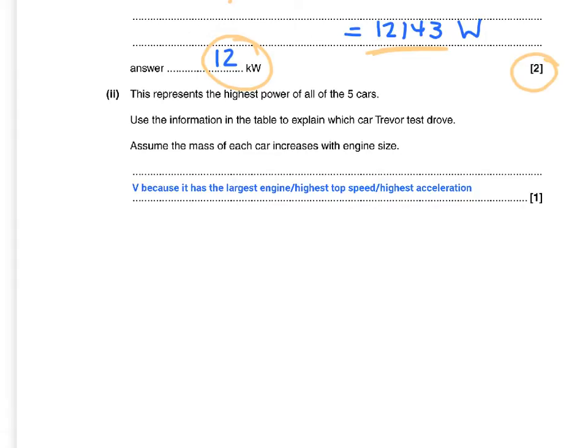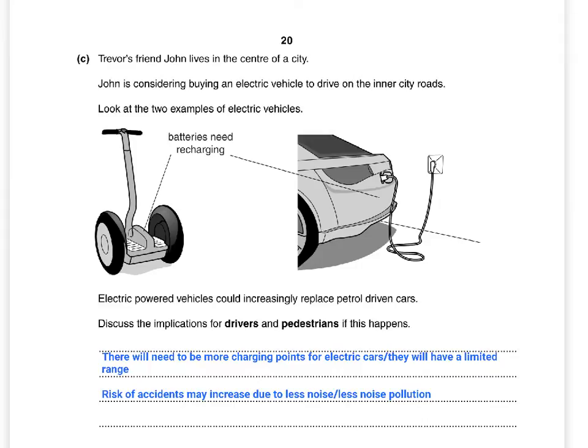Part 2 then says this represents the highest power of all the 5 cars. Use the information in the table to explain which car Trevor drove. Assume the mass of each car increases with engine size. Basically, if you look in the table, V has got the largest engine. Now the bigger the engine, the more powerful it is. So this car must be car V because it has the largest engine, and on top of that it has the highest top speed and the highest acceleration. So it's car V because it has the most powerful engine, the largest engine.